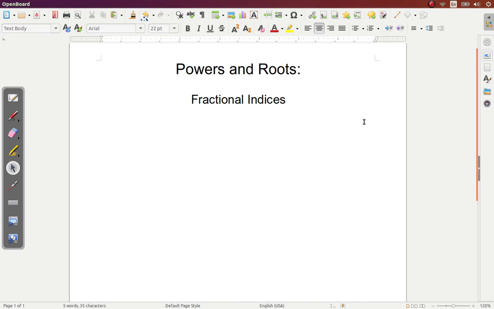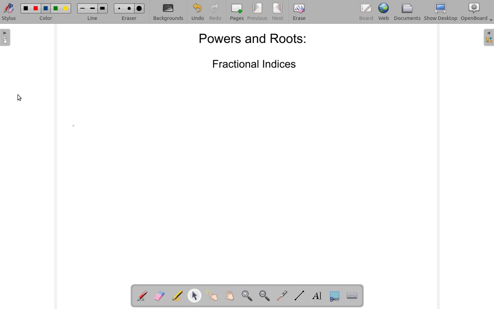Let's look at fractional indices. What that really means is a case where you raise a number to the power of a fraction. For example, you have 4 to the power of a half. You might have, say, 9 to the power of 3 halves, 3 over 2. Those are two examples. Now, let's look at the 4 to the half.